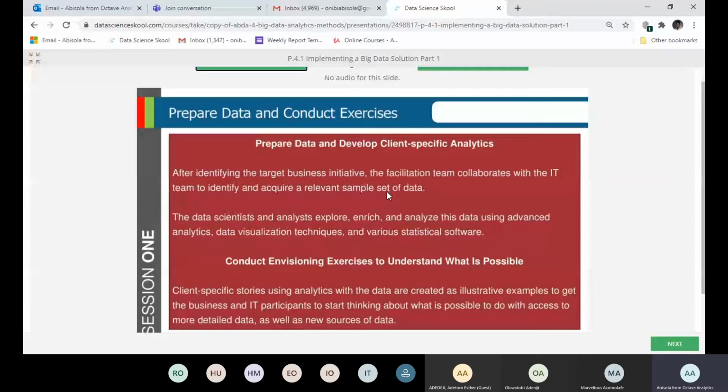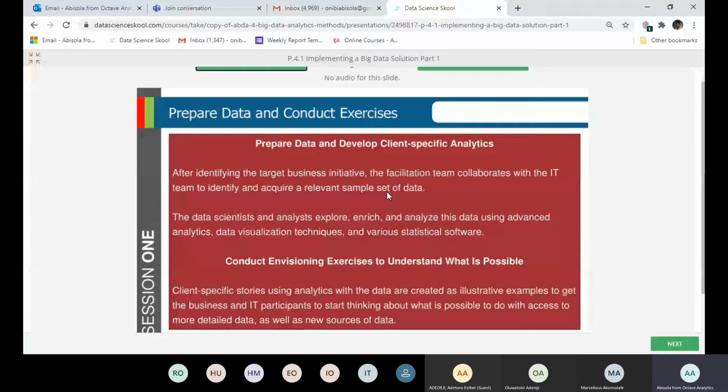And that's what I was telling you when I was summarizing those 5 steps to you. The facilitation team collaborates with the IT team, and they tell them, okay, please give us a sample of the data. We want to be able to see what we can derive or deduce from this data sample. So the data scientists or the data analysts now take in this data, and then they analyze this data using advanced analytics, data visualizations and statistical software to be able to see what insights they can derive from the data.